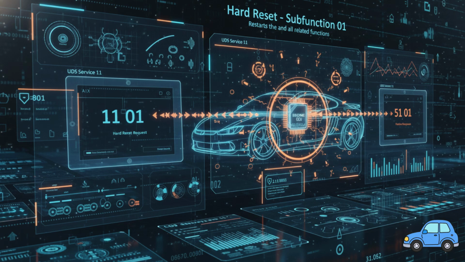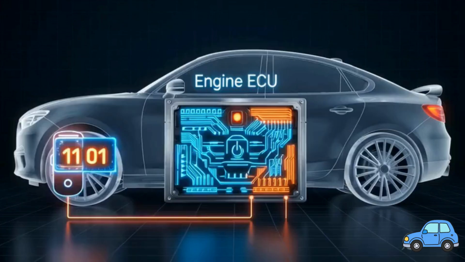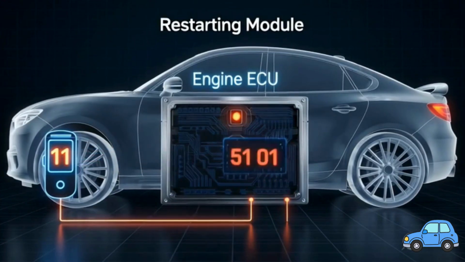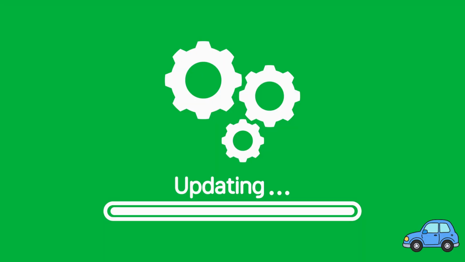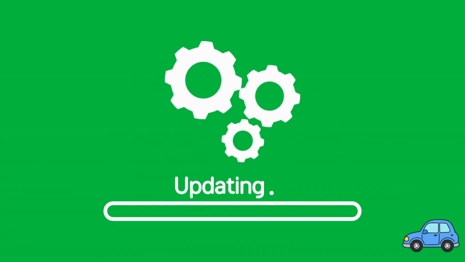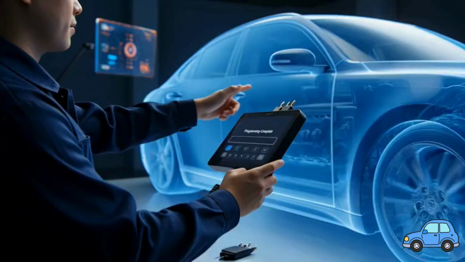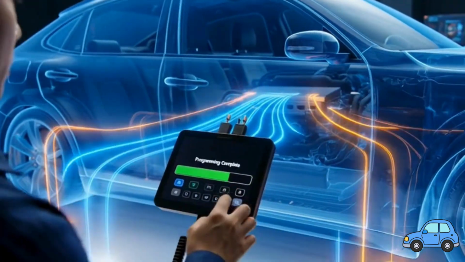The first reset type is hard reset, which uses subfunction 01. Request 1101. Positive response 5101. A hard reset completely restarts the ECU, similar to disconnecting power and restarting the module. For example, after flashing new software into the engine ECU, the technician may send 1101 so the ECU can reboot and start running the new software.